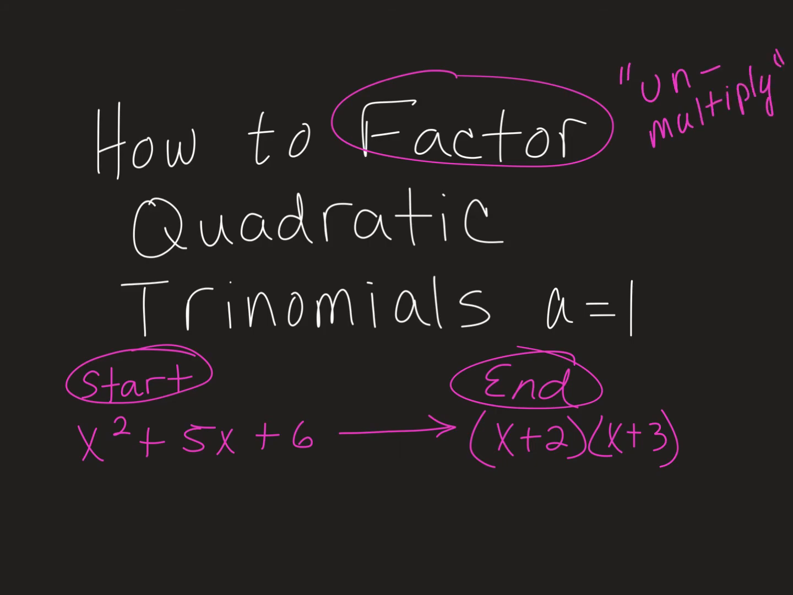So factoring means you're like unmultiplying it. You're taking the quadratic trinomial and you're figuring out what must have been the two binomials that I multiplied together in order to get that quadratic trinomial. So we're going to do the exact opposite of what we did in the last video.